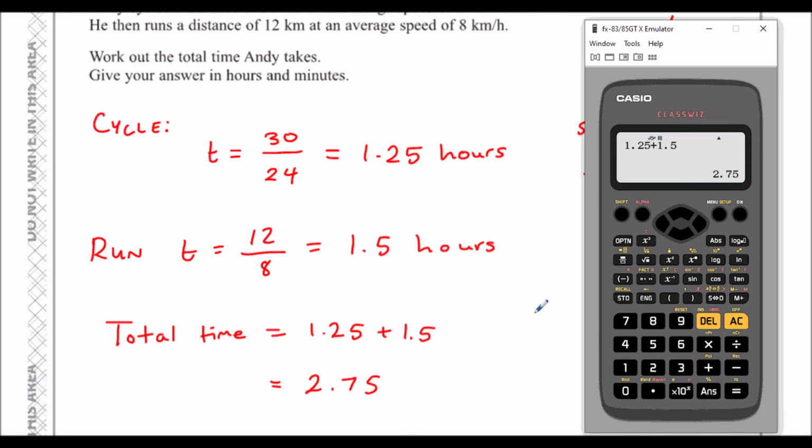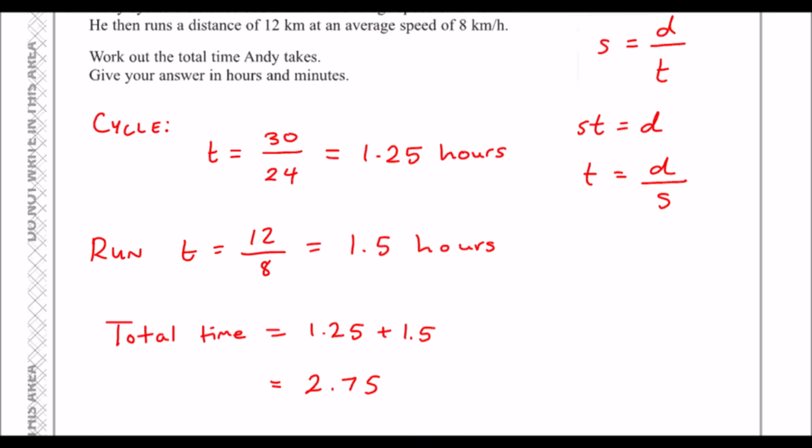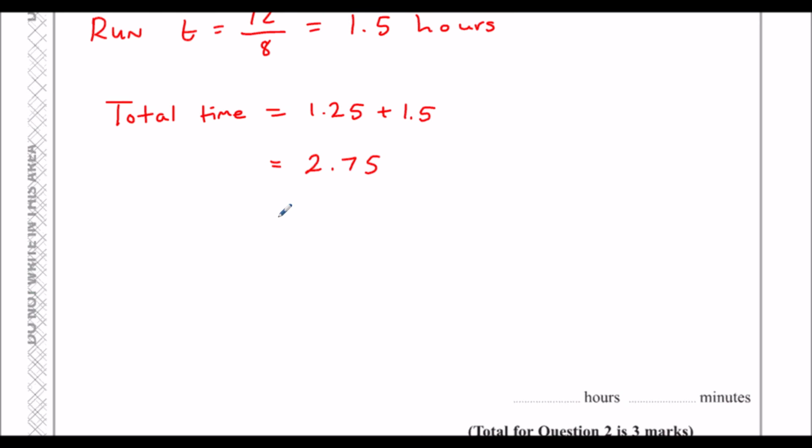On the calculator, we've got a button that will do that conversion for us. So this button here is a time button. It changes it to 2 hours, 45 minutes. So that's 2 hours and 45 minutes.